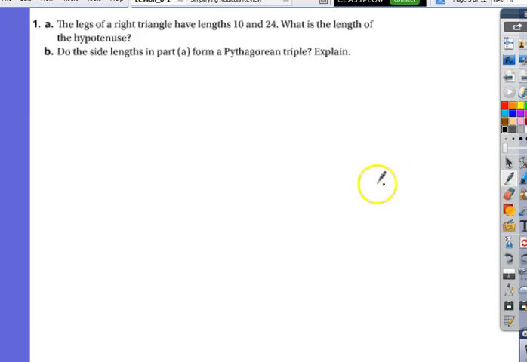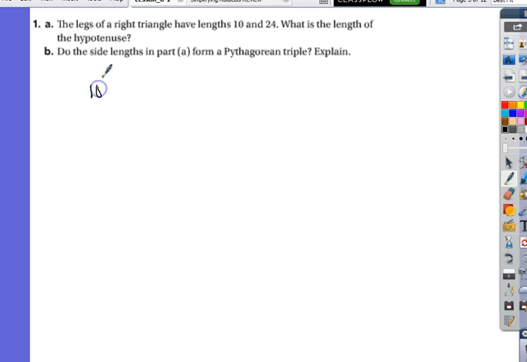All right. So what I want you to do is take this information. The legs of a right triangle have lengths 10 and 24. Find the length of the hypotenuse. After you find the hypotenuse, I want you to tell me if it's a Pythagorean triple. All right. Tayana, how did we set it up?